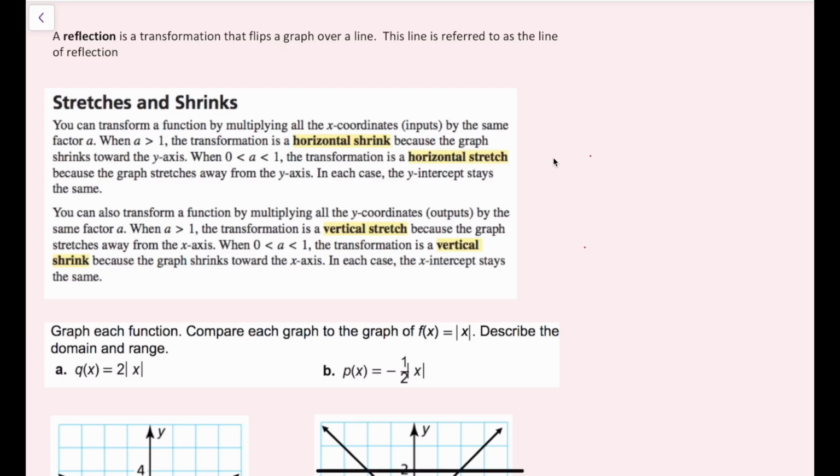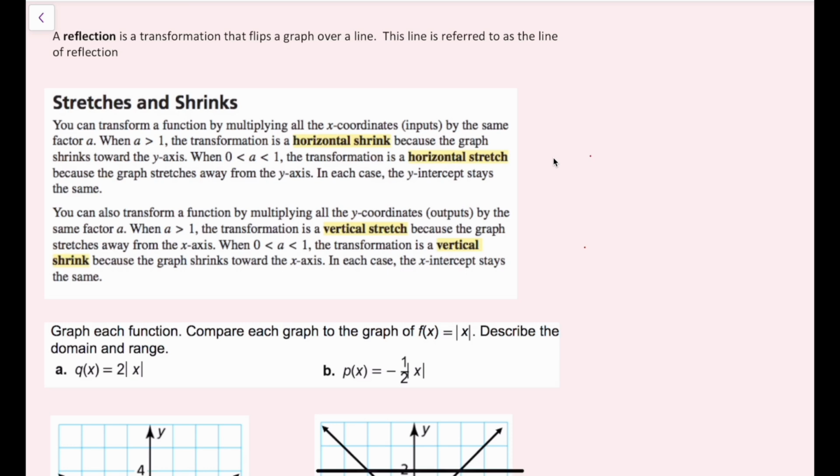You can transform a function by multiplying all the x coordinates, or inputs, by the same factor a. When a is greater than 1, the transformation is a horizontal shrink because the graph shrinks towards the y-axis. When 0 is less than a is less than 1, the transformation is a horizontal stretch because the graph stretches away from the y-axis. In each case, the y-intercept stays the same.